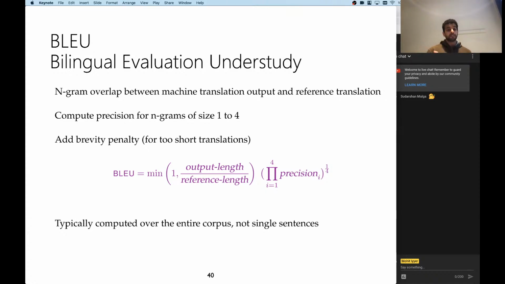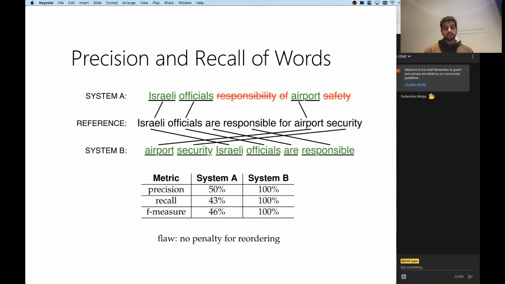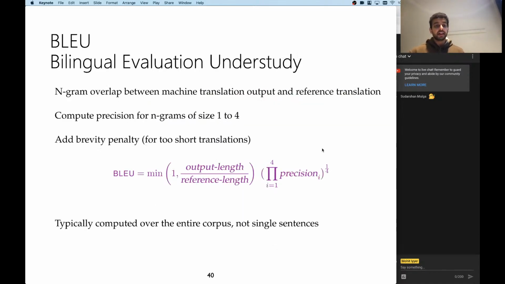So if the generated translation is too short, it gets penalized through this, basically just the output length divided by the reference length becomes the penalty. So you might want to do this in the case that, what if your system produces Israeli officials are responsible and nothing else, right? It might get a high precision score on most of those n-gram statistics, but it's dropping some critical information. So possibly the ratio of the length of this translation to the reference is a valuable thing to include.